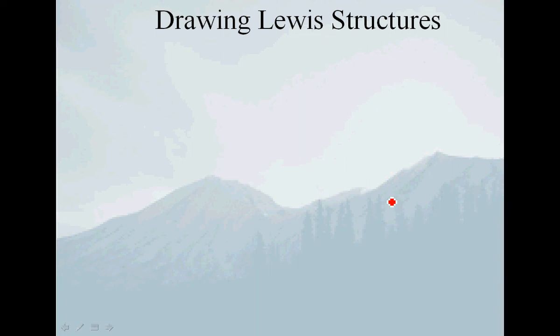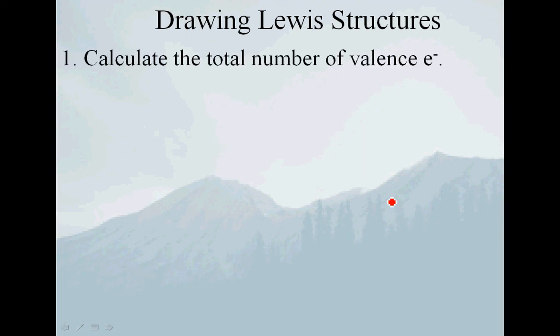This is not how atoms actually come together and bond. This is just a straightforward 5-step process for drawing the correct Lewis structure for a particular compound. I'm going to go through these relatively quickly and then we're going to do some examples quick.